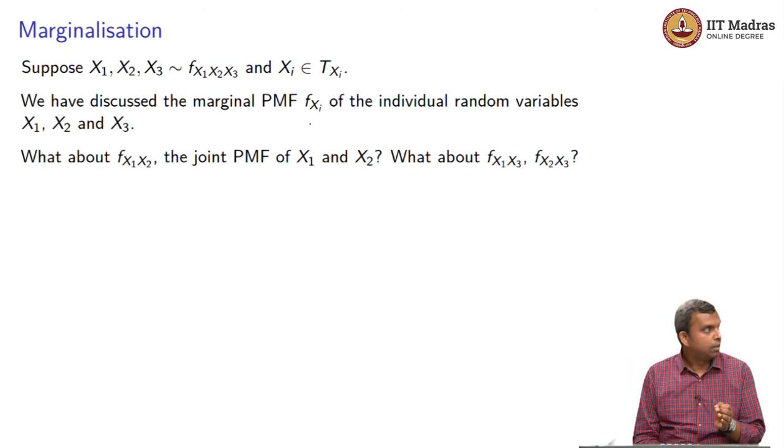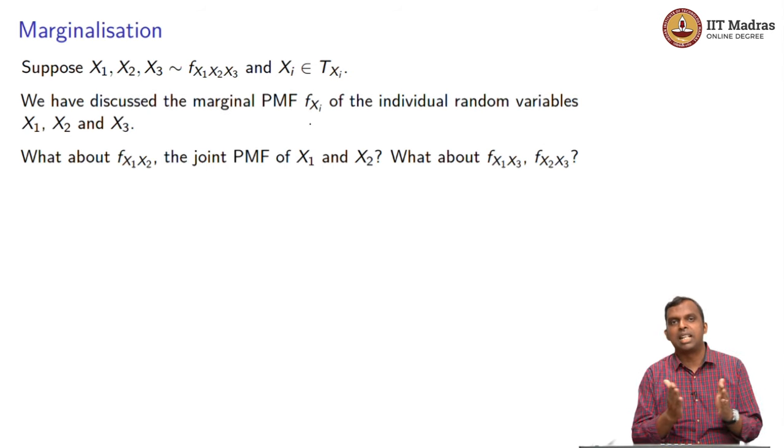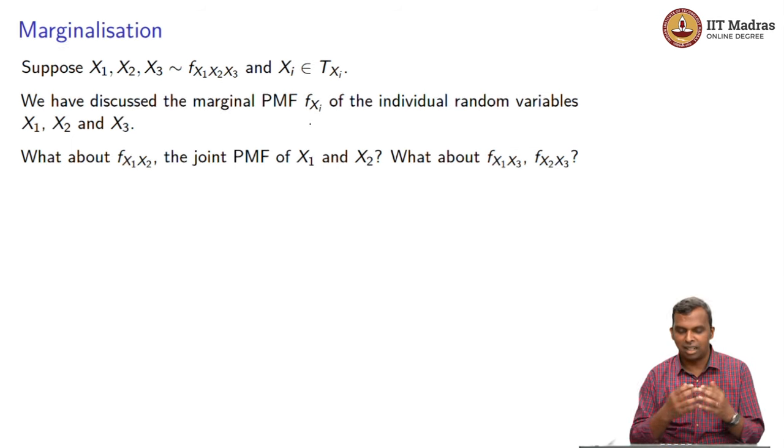Now, what about f(x1, x2)? This is the joint PMF of X1 and X2. It's a very reasonable object, isn't it? So just now I mentioned how the joint PMF of everything might be difficult, but what about the joint PMF of X1 and X2? It doesn't seem that bad, and it's a very valid object, and can we say something about that? And likewise, X1, X3, X2, X3, okay? So there's some meaning in this, and it seems reasonable to think of these pairwise distributions, for instance, when you have three random variables and not just the entire joint PMF.